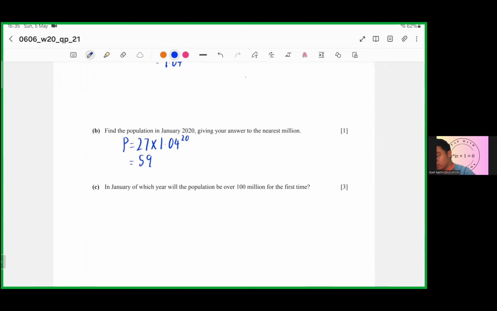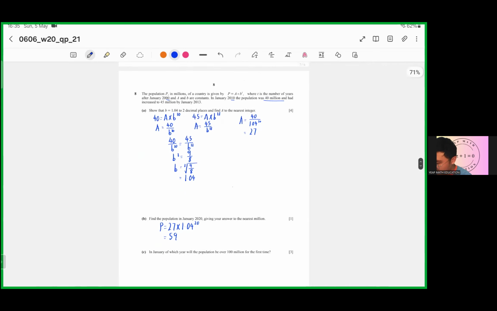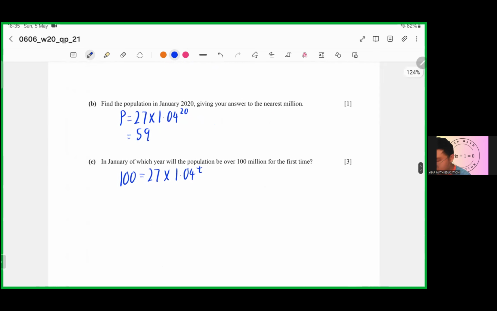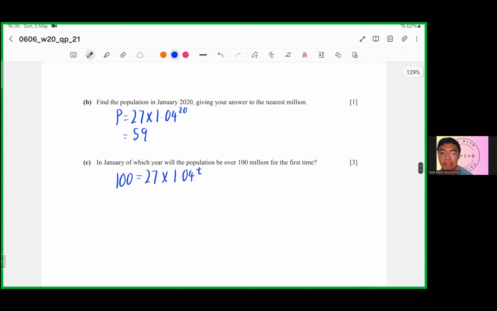Now we see question C. In the January of which year will the population be over 100 million for the first time? So take 100 here. A is 27, right? Multiply 1.04 to the power t. We see which year will achieve or go over 100 million.